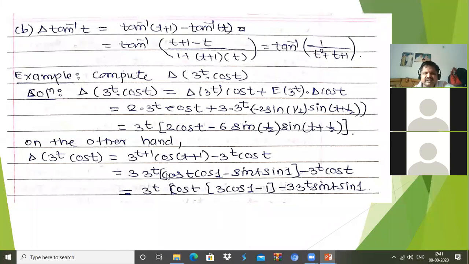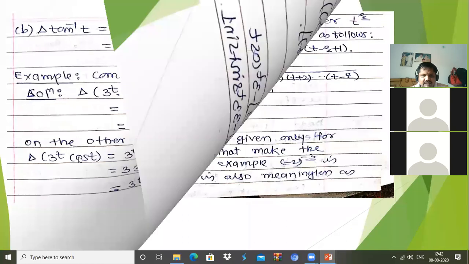On the other hand, you can also find delta of 3 to the power t into cos t like this: 3 to the power t plus 1 into cos of t plus 1 minus 3 to the power t into cos t, replacing t by t plus 1. So we will get it some other way also, no problem. Both are not identically the same, but you can transfer this into this and this into this. Okay, so in both ways you can find delta of that term.